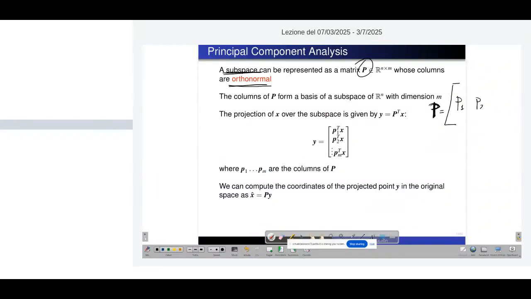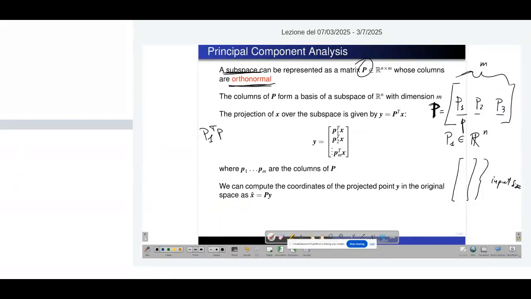Matrix P will be made of columns. How? These are column vectors. Each column vector is n-dimensional, so it has a size equal to the input size. And I have m column vectors because this represents an m-dimensional subspace. So these are the unit vectors that represent the axes of the subspace where I want to project my points. The vectors are orthonormal.